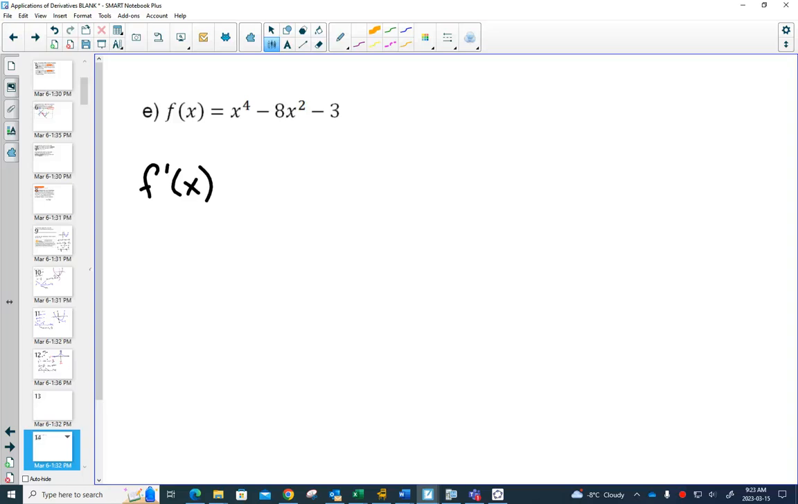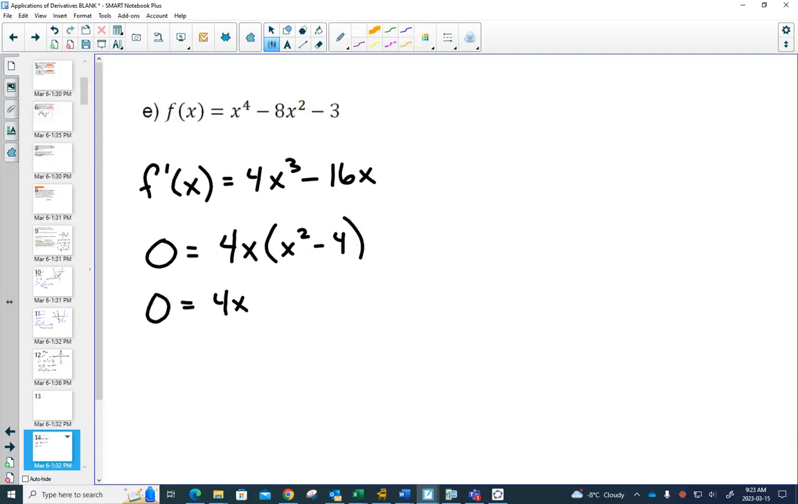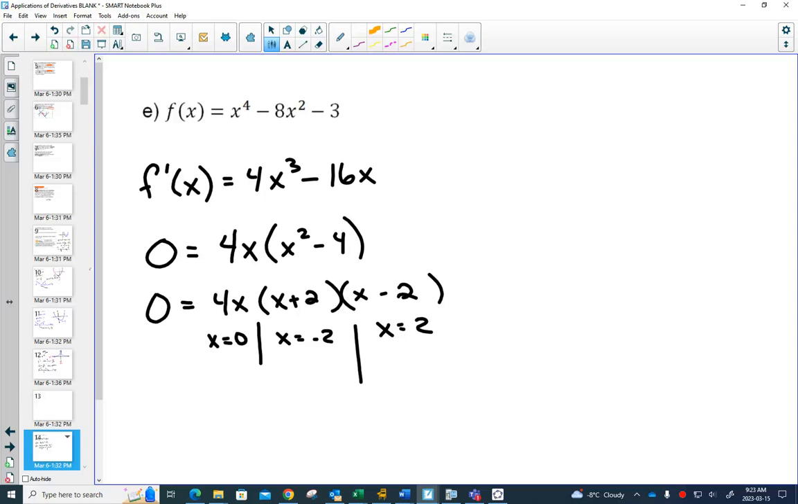Right? Our derivative would be 4x cubed minus 16x. If we set this equal to 0, there's a common factor of 4x that we could take out, leaving us with x squared minus 4, which nicely factors out even further because of the difference of squares. So we get 3 stationary points, 3 critical points. And so our number line for our derivative is more advanced than it's ever looked before.